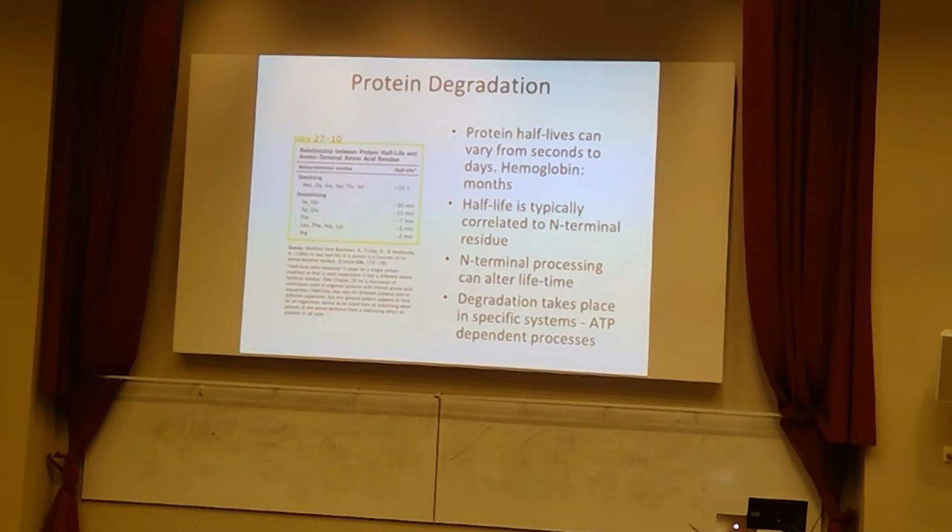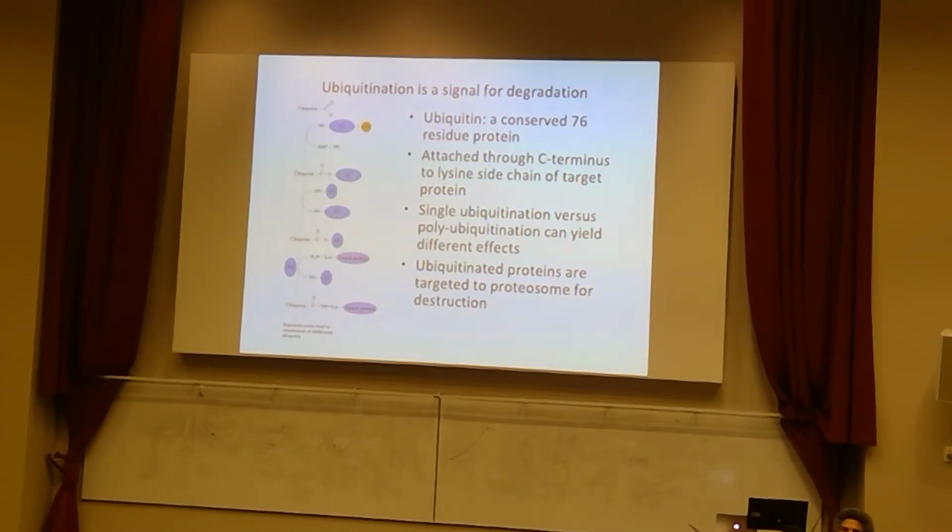So what goes on then? The cell gets the signal, all right, this protein needs to be degraded quickly. How does that get manifest? What's the molecular mechanism that controls protein degradation? Well, this turns out to be an ATP-dependent process, and there's a whole machinery within the cell to control this. And it gets played out through a post-translational modification. This is a process called ubiquitination, and this is the signal for degradation.